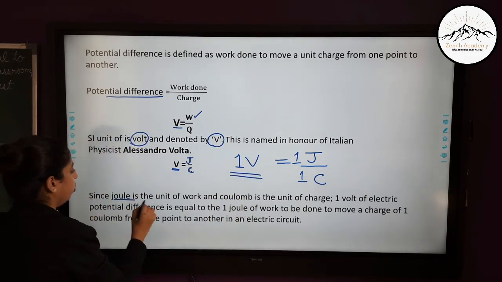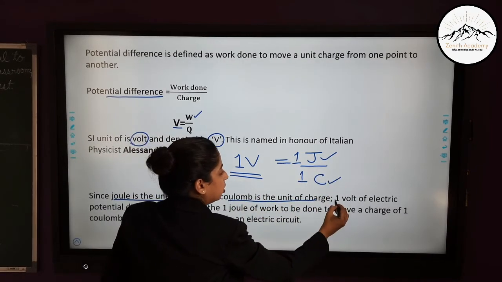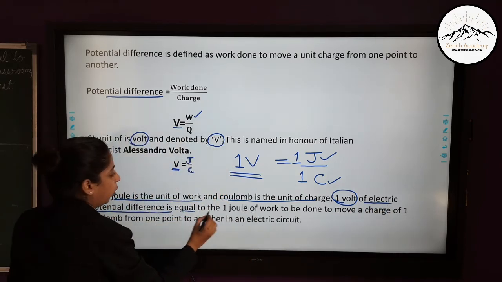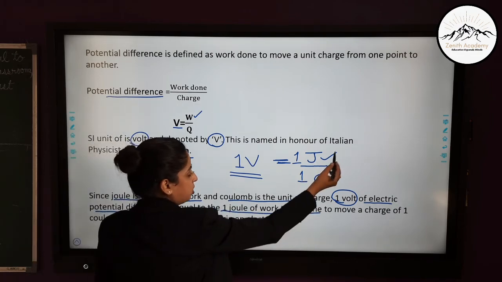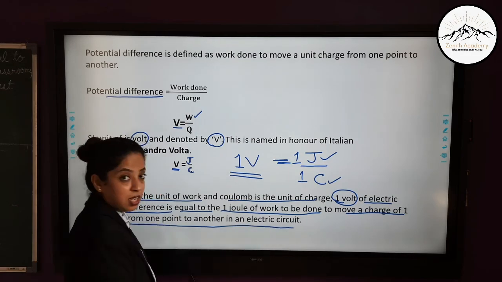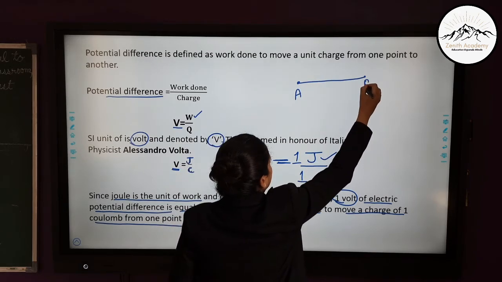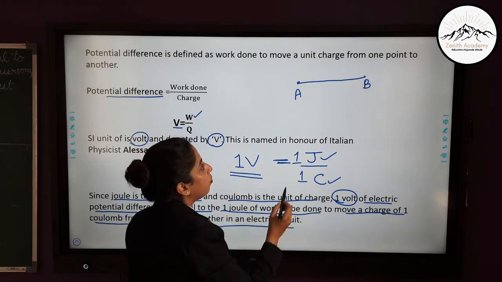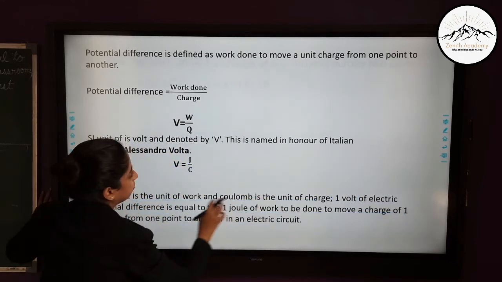Since joule is the unit of work, and coulomb is the unit of charge, therefore 1 volt of electric potential difference is equal to 1 joule of work done to move a charge of 1 coulomb from one point to another in an electric circuit. So when there is point A and point B in an electric circuit, then the potential difference will be said to be 1 volt when 1 joule of work is done in bringing 1 coulomb of charge from point A to B.